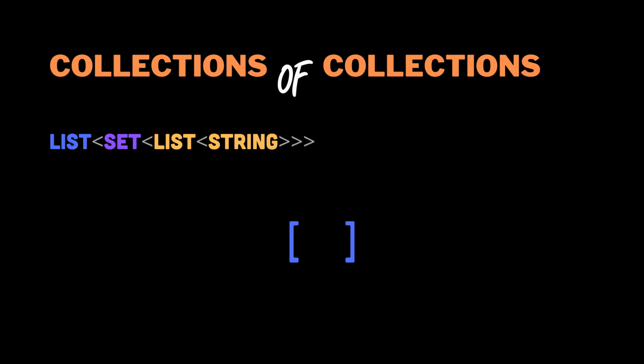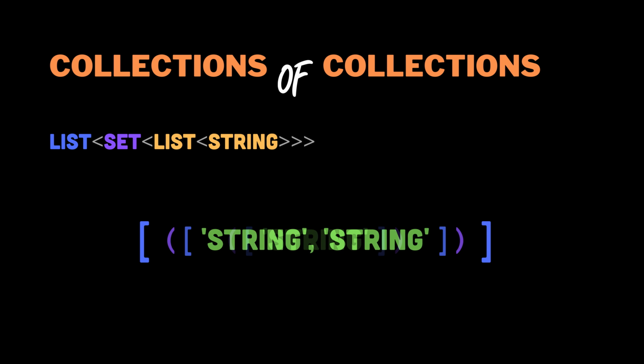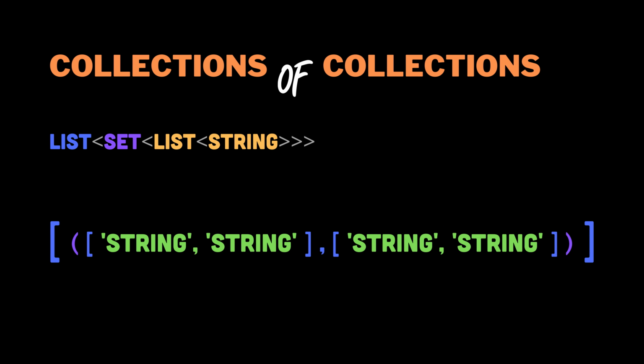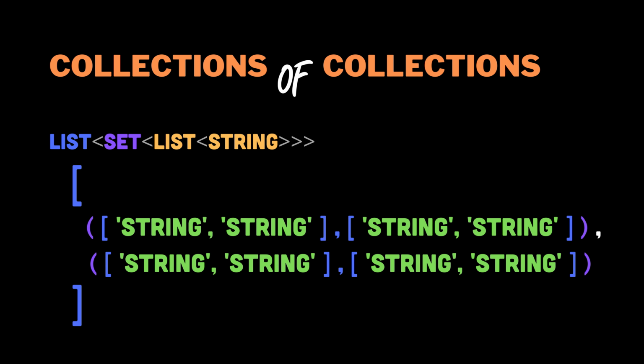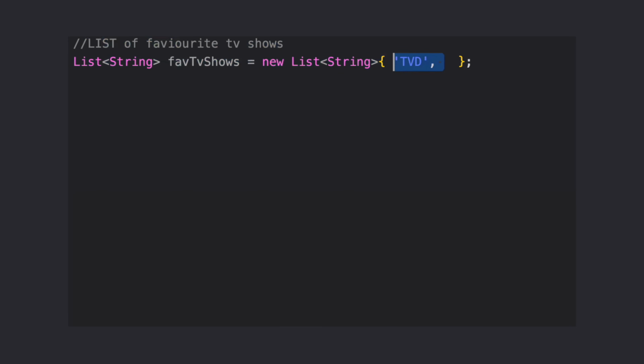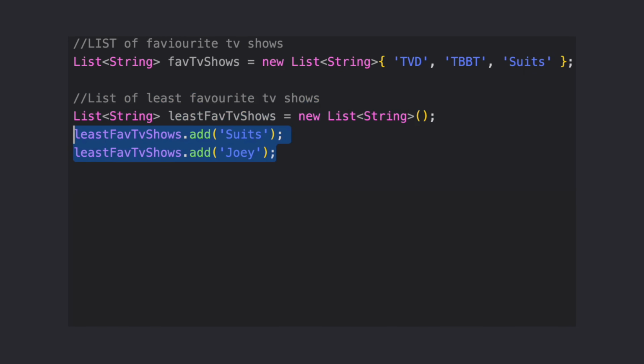Here's another nested example where we have a list that accepts a set of lists. Within the nested list, we can have one or multiple strings. Within the nested set, we can have multiple lists. And likewise, within the outer list, we can have multiple sets. For instance, we would want to store a list of our favorite and least favorite TV shows. We can add those to a set.